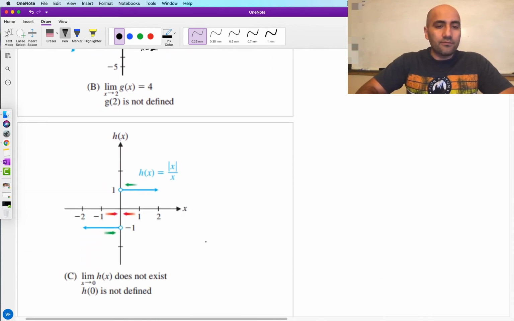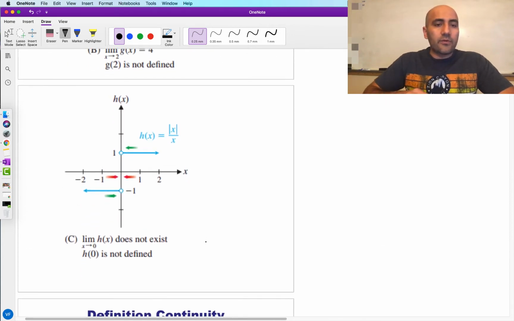Here's another example. Here we have a case where the function is defined for all values that are negative, defined for all values that are positive, but it is not defined at x equals 0. And notice that the limit does not exist as x approaches 0 because the left-sided limit does exist, the right-side limit does exist, but they don't match each other.